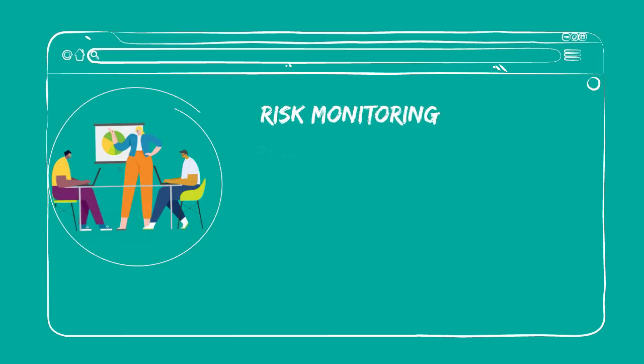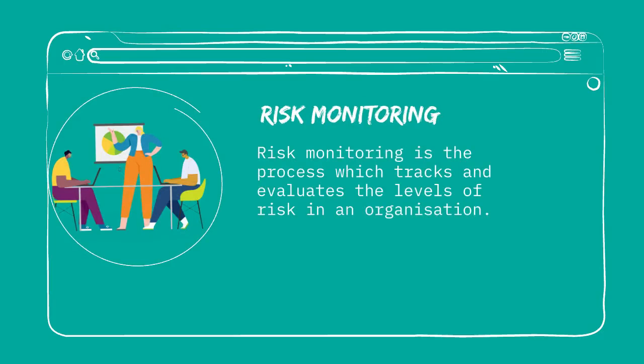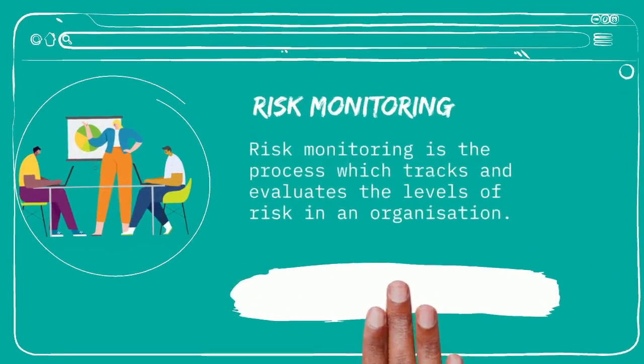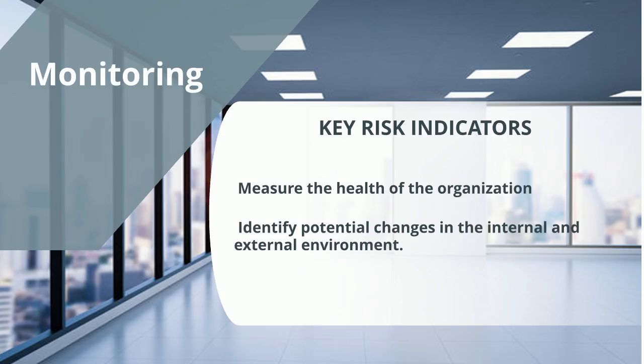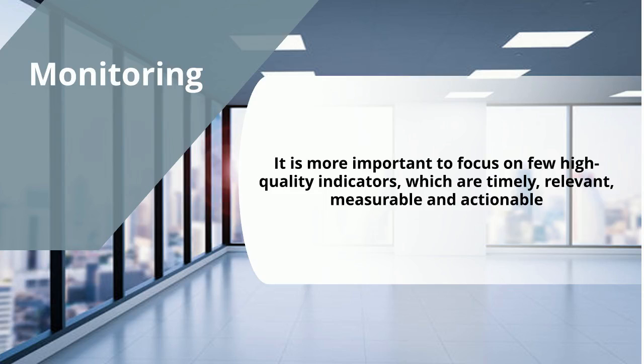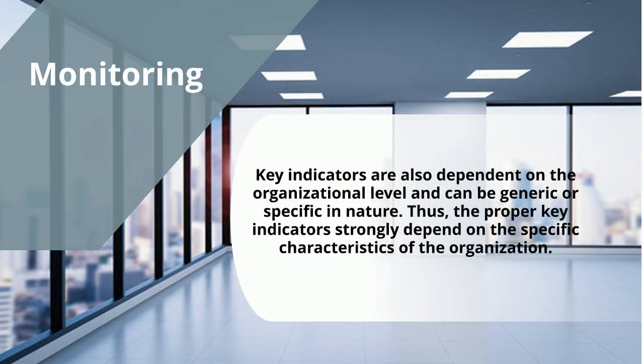Risk monitoring is a process which tracks and evaluates the levels of risk in an organization. Key risk indicators (KRI) are an effective means to measure the health of the organization and to identify potential changes in the internal and external environment. They also provide indication towards emerging risk. It is more important to focus on a few high-quality indicators which are timely, relevant, measurable, and actionable. Key indicators are also dependent on the organizational level and can be generic or specific in nature. Thus, the proper key indicators strongly depend on the specific characteristics of the organization.